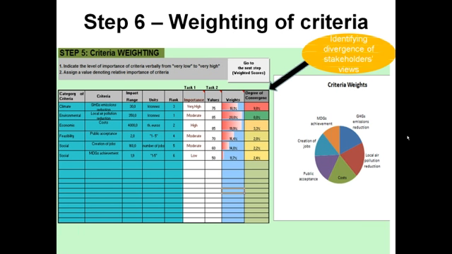Through the tool, we can also see the divergence or convergence of stakeholders' preferences and views. Therefore, that means if there is high divergence, there is a requirement for further discussion on that, since this might be a potential for conflict.